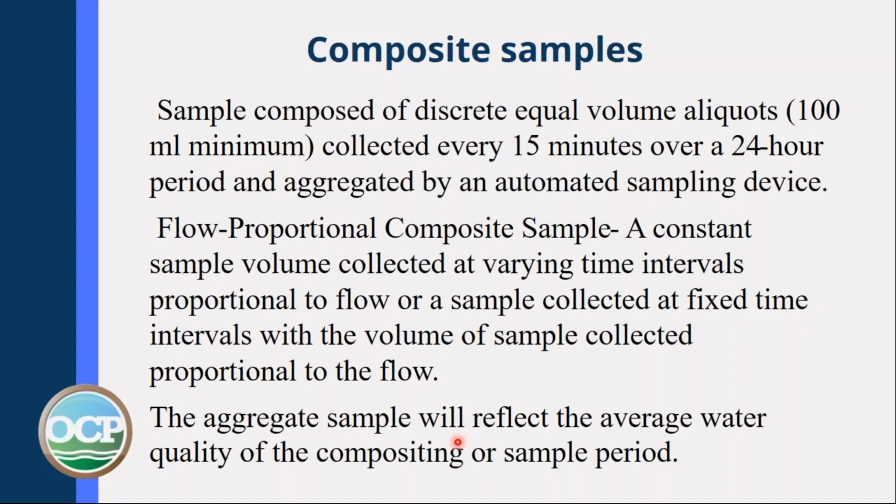There are two types of composite samples, one that we call flow proportional, and that is a certain amount of your flow you will collect. So as your flow changes, the amount of sample that you collect will change. If flow goes up, you'll collect more. If it goes down, you'll collect less, and you'll collect these at a fixed time depending on the flow.